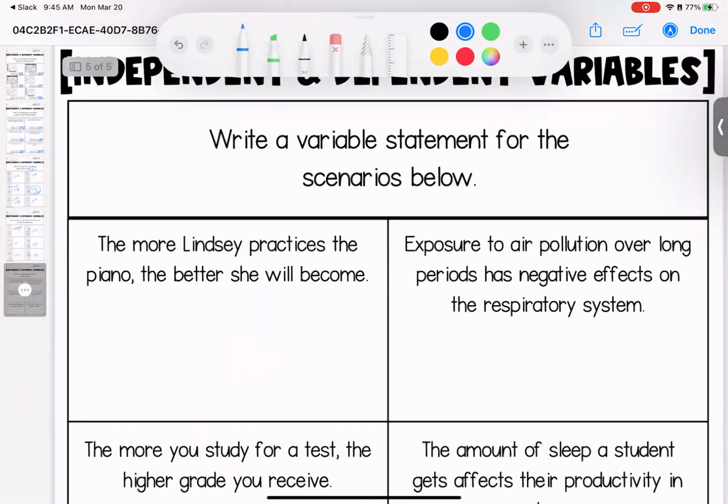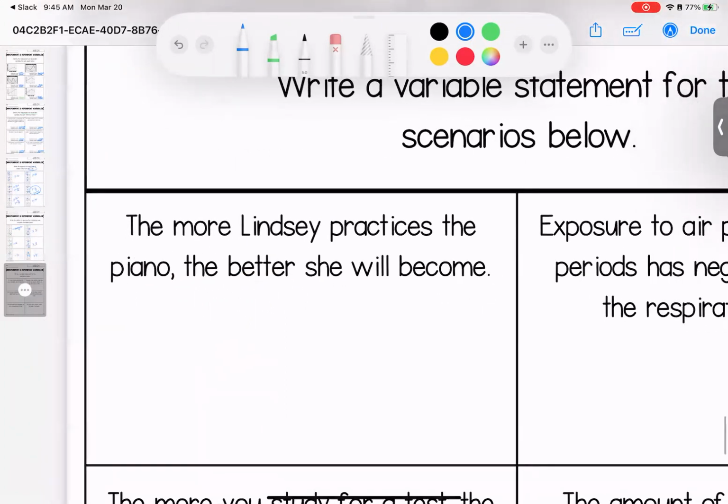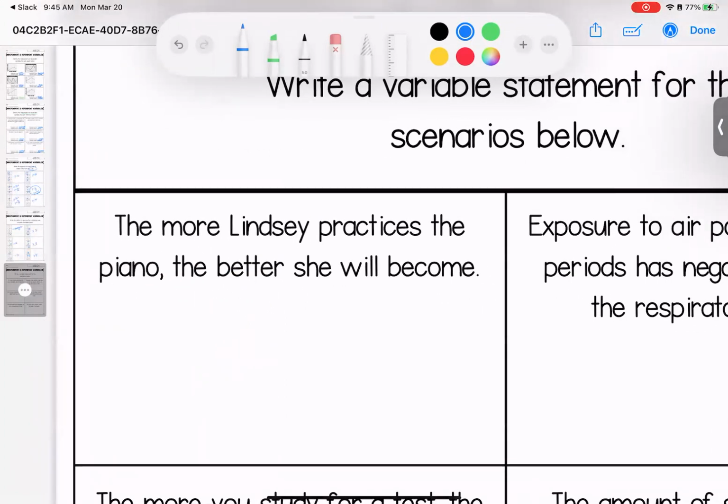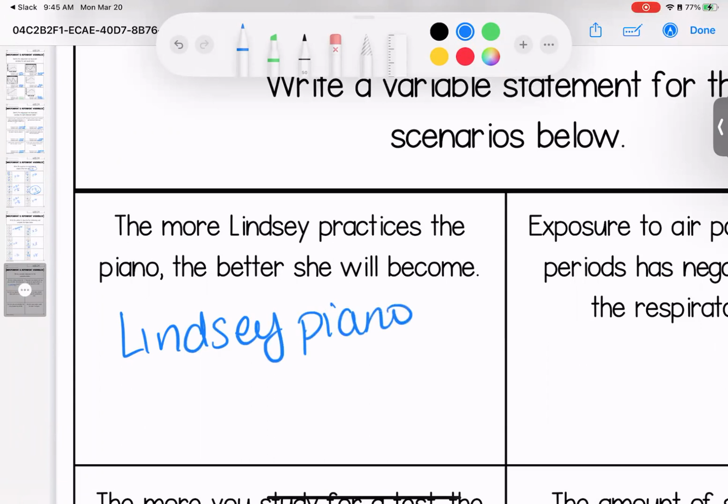All right, now let's write a variable statement for the scenario below. So we're talking about the dependent and independent variables. So it says the more Lindsay practices the piano, the better she will become. So Lindsay's piano depends on how much she practices.